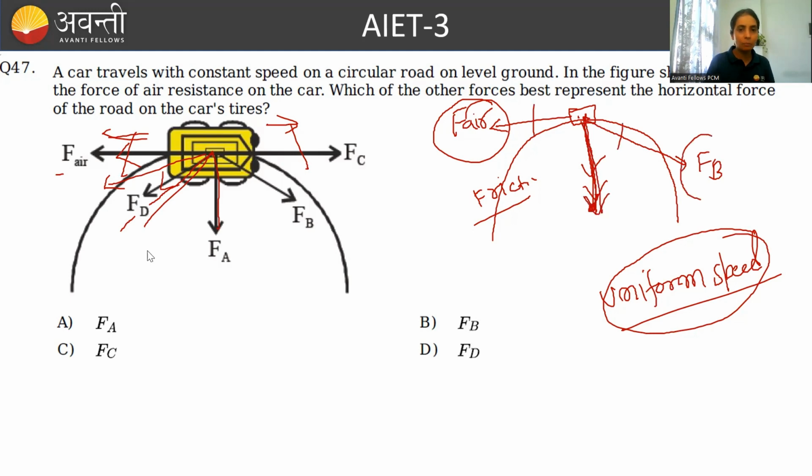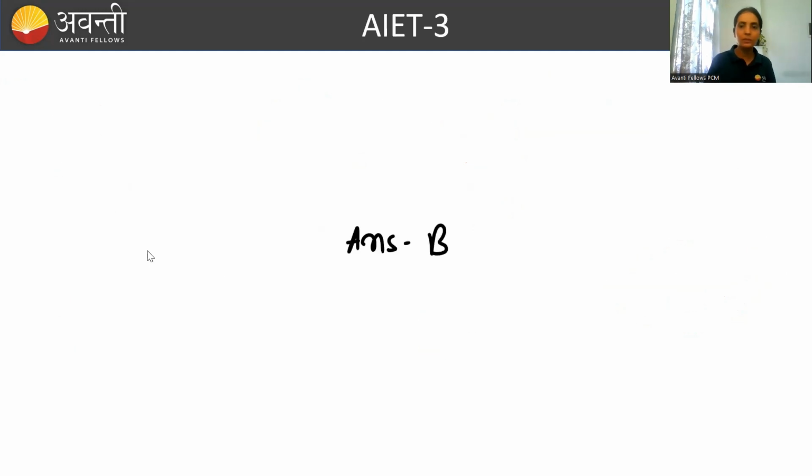So FB is the most probable answer here. This can be the direction of friction force acting on the tire because the resultant of this and this F air can be in this direction. And net force would be in this direction because there is only centripetal acceleration, right? So this is your answer.